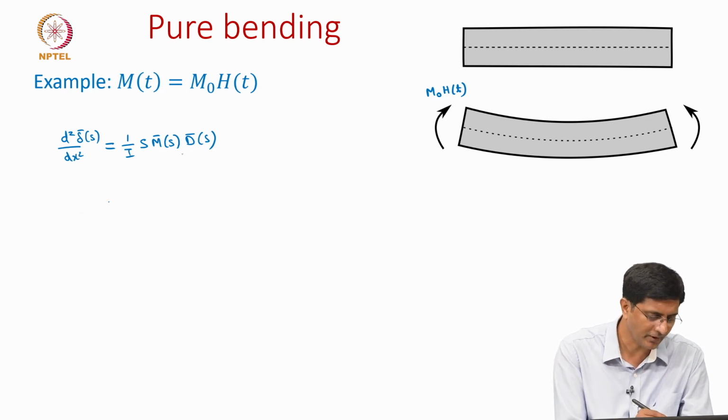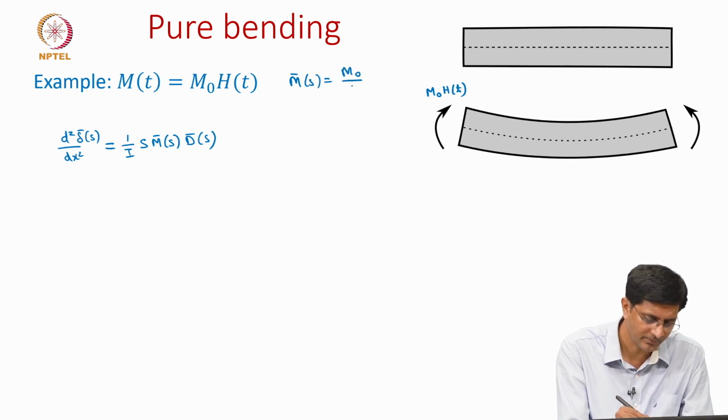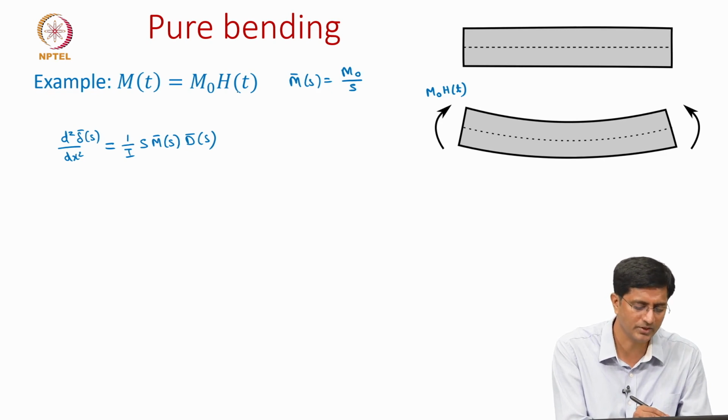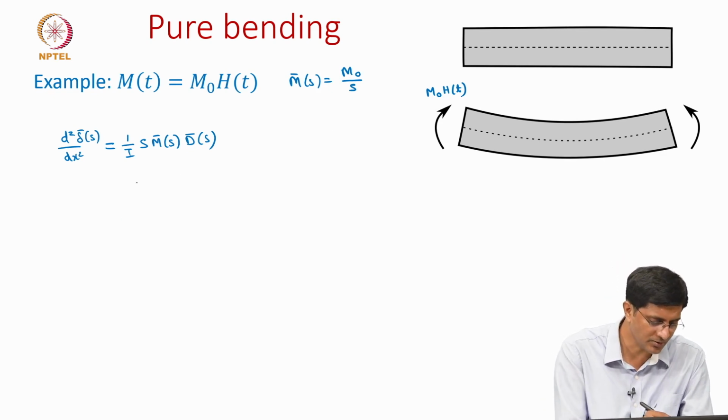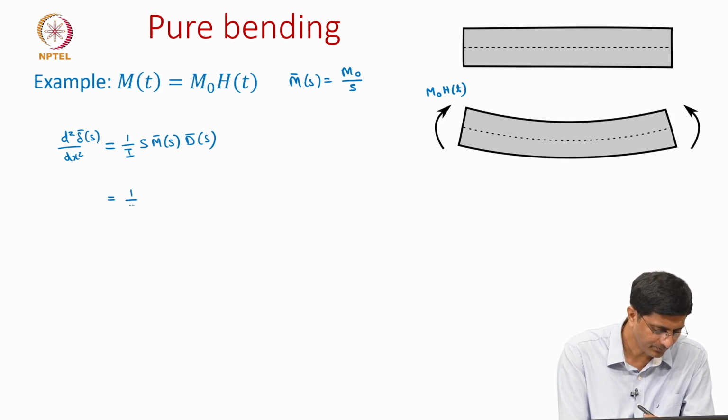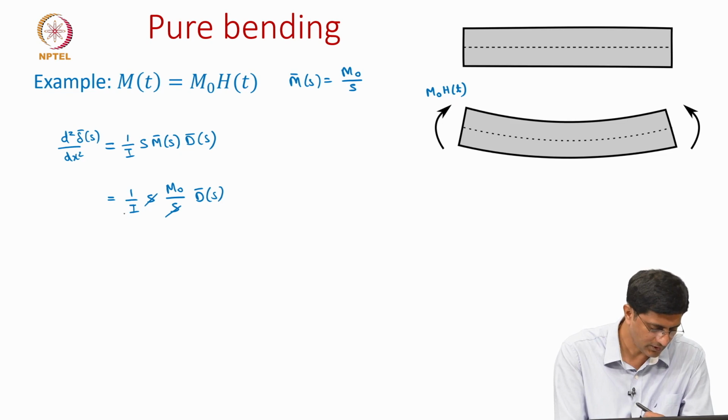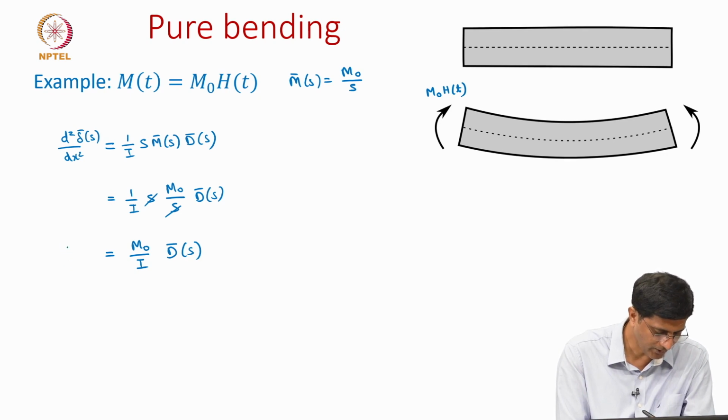Now, let us apply the loading. So, once we see the loading in the transform domain, M of s is simply M naught by s, because the Laplace of a step function is simply 1 by s. So, let us substitute that here. So, both these have cancelled out, and then what we are left with is M naught by I times D of s. These are in the Laplace domain.